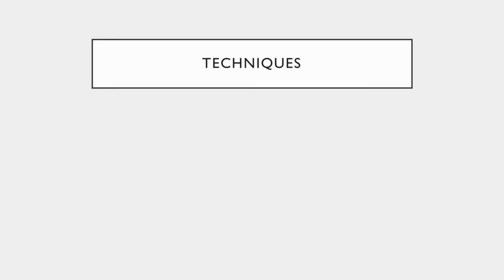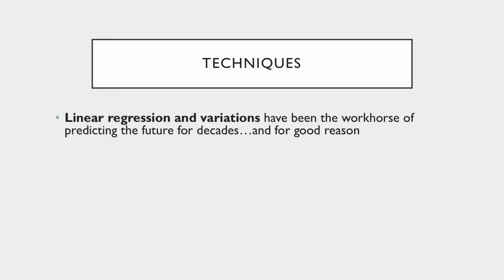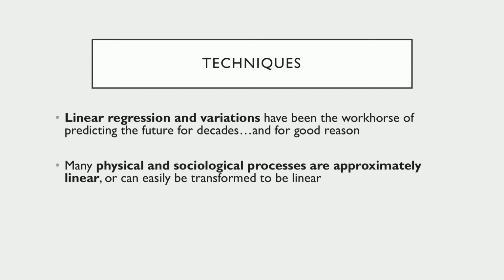Common techniques to make predictions. Linear regressions and variations on linear regressions have been the workhorse of predicting the future for decades, and for good reason. These are not such sexy or cutting-edge techniques, although there have been many recent advances in how to fit particularly wide data sets. But what's important, even if they don't feel quite as exciting, say, as neural nets, is that they mirror how the world works. So many physical and sociological processes are linear, right? That might not be super exciting to think about, but the fact is many things are linear.